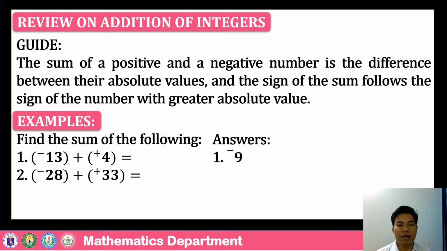Para naman sa number 2, negative 28 plus positive 33. So kagaya ng ginawa natin kanina, isasubtract muna natin ang dalawang numbers na ito. 33 minus 28, that will give us 5. At ang sign na gagamitin natin ay ang sign ng number na mas mataas ang absolute value. In this case, ang positive 33 ang may mas mataas na absolute value, kaya ang magiging answer natin dito ay positive 5. For number 3, 18 plus negative 112.